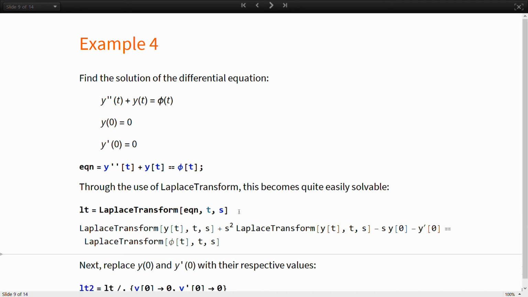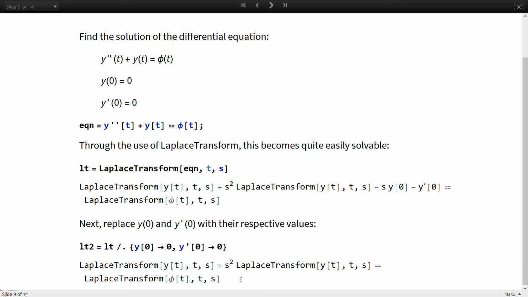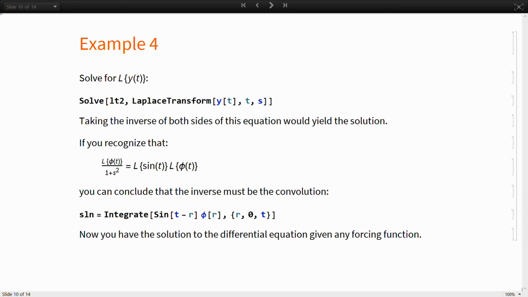We can now use the initial conditions to replace the y of 0 and y prime of 0 terms that appear when taking the Laplace transform of the entire equation. We now have an expression involving the Laplace transform of the solution and the Laplace transform of the arbitrary function phi of t.